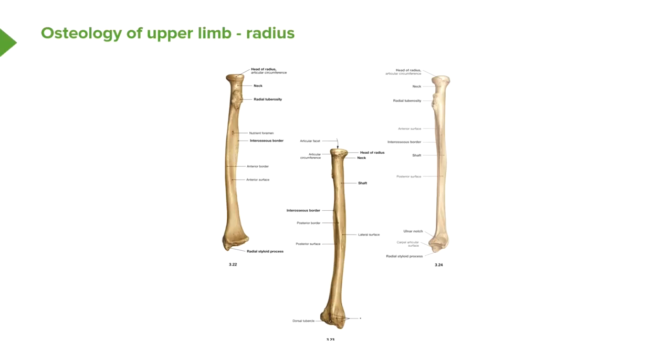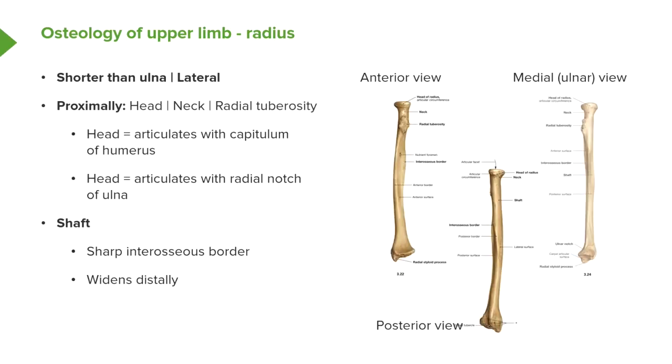This is a bone that lies on the lateral aspect of the forearm, and again we've got anterior, posterior, and a medial or an ulnar view, which we can see in this picture here on the slide. The radius is shorter than the ulna, and it's positioned more laterally. Proximally, we've got some details I'd like to talk about. We've got the head of the radius, and that is going to articulate with the capitulum of the humerus. But importantly, the head also articulates with the radial notch of the ulna. And these two bony features, articulations with the capitulum, articulations with the radial notch, allow a complex arrangement of movement.